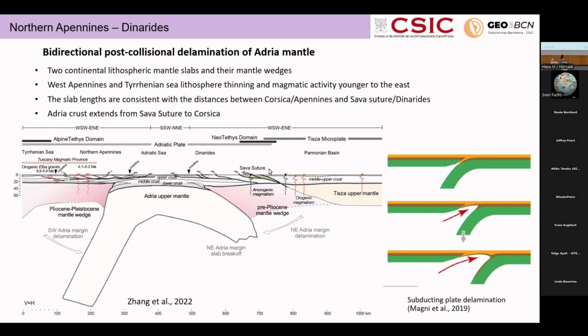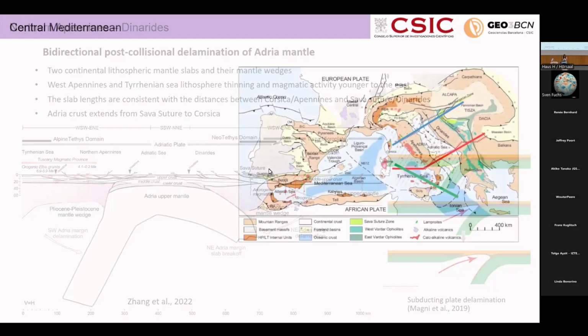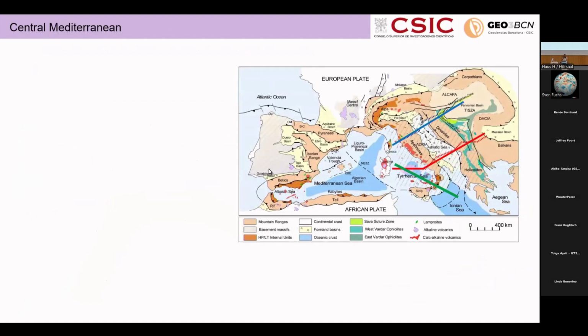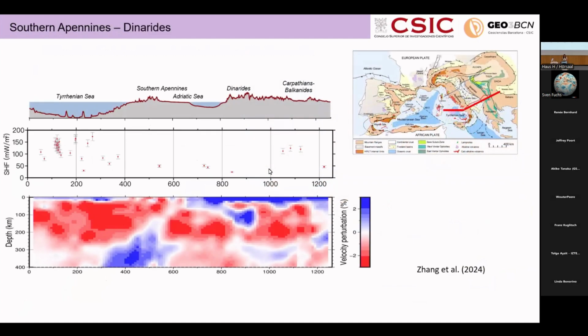This is something also interesting. These lengths of this slab are in agreement with this subduction delamination of the lithospheric mantle. Then we did the same in the southern part. We did a profile of the southern part, in the Adriatic, also with high surface heat flow.